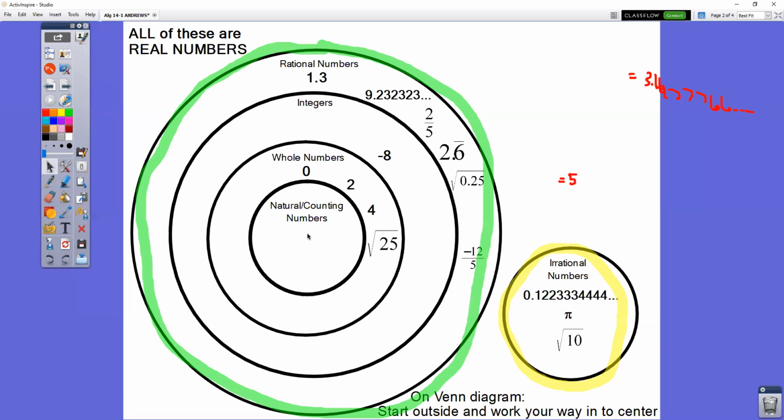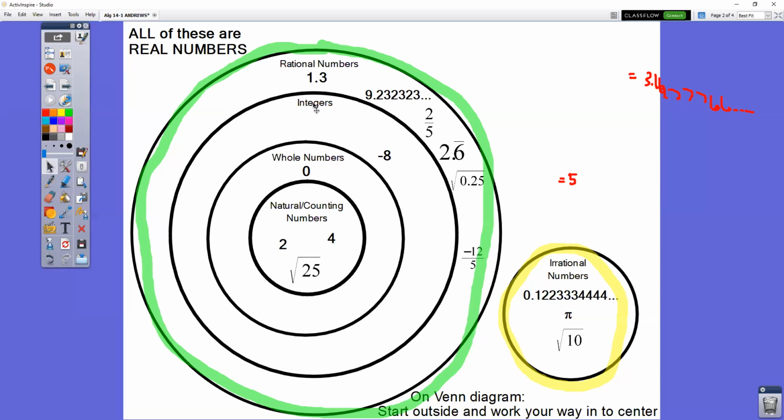Now, if I want to classify even more, all right, even being more specific, natural or counting numbers. Natural or counting numbers start with 1. So 2 would count, 4 would count, and I'm going to call this 5. 5 would count. So that leaves these numbers inside, 2, 4, and 5. They're natural and whole numbers and integers and rational numbers. So these are all 4.